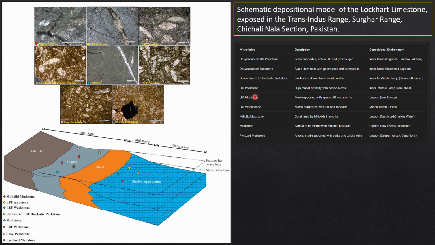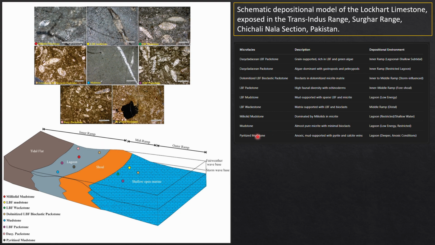LBF packstone is also inner to middle ramp because of the larger benthic foraminifera, which are mostly restricted to the inner and middle ramp. LBF wackestone is middle ramp because it's wackestone, a very calm environment. Miliolid is specifically restricted to the lagoon facies. Mudstone is very low energy, so it's lagoonal facies.